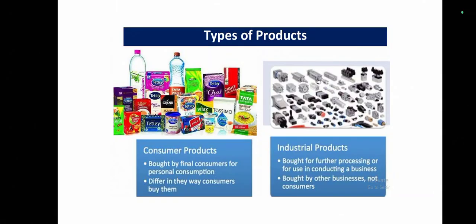First one is consumer products. Consumer products means, for example, I want a water bottle, so I will go to a shop and buy it. I am the direct consumer. I am consuming it, so it is a consumer product.